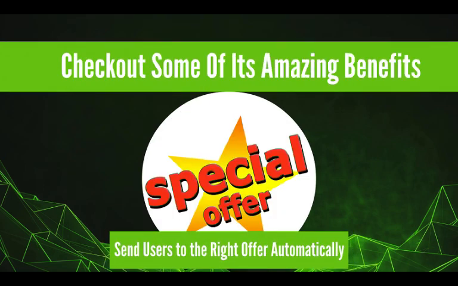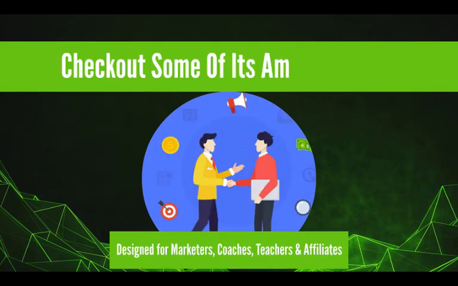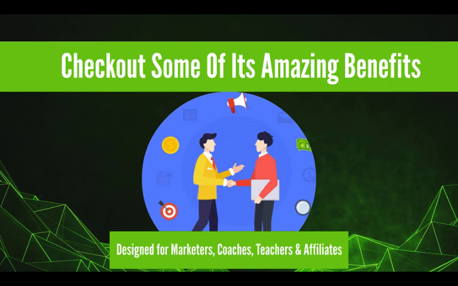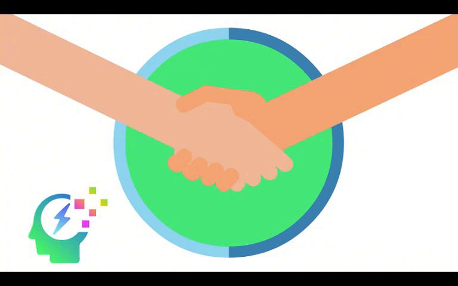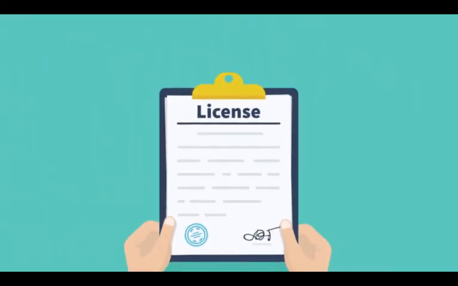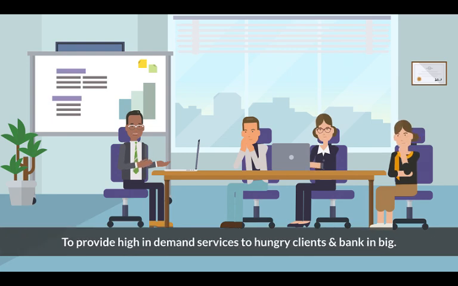Send users to the right offer, automatically capture emails, and build lists up to 86% faster. Designed for marketers, coaches, teachers, and affiliates. Also, during this exclusive launch deal, you're getting our limited time commercial license for no additional fee to provide high-in-demand services to hungry clients and bank in big.